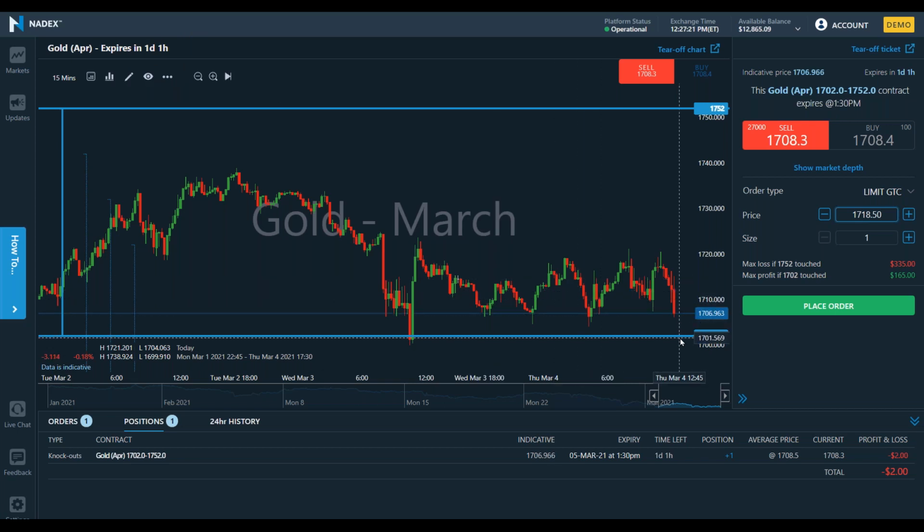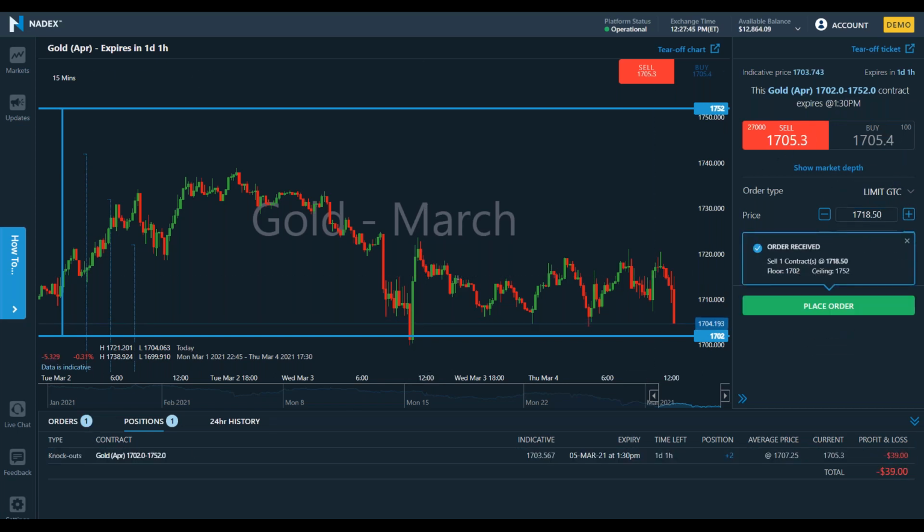One, I know that I can't lose any more than the $50 that it said I could lose, or $60. But if it were to go up, I could always choose to take a partial profit early. So if it goes up to 1718.50, I can place an order up above.